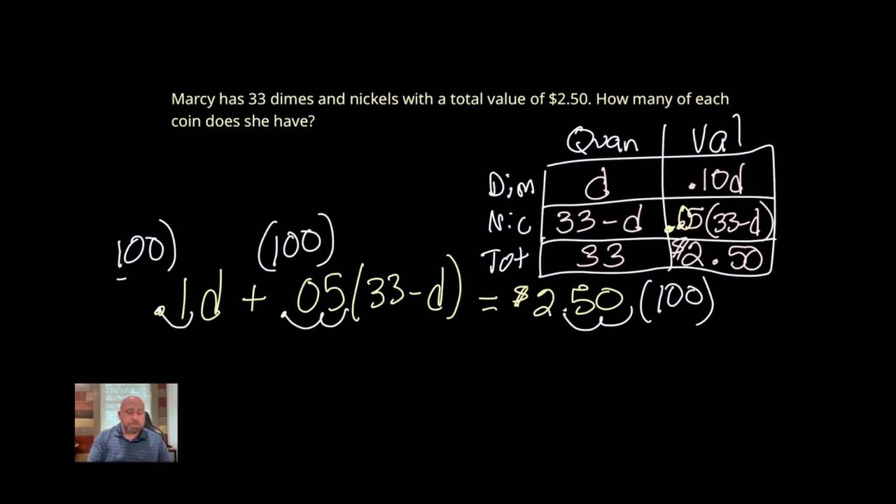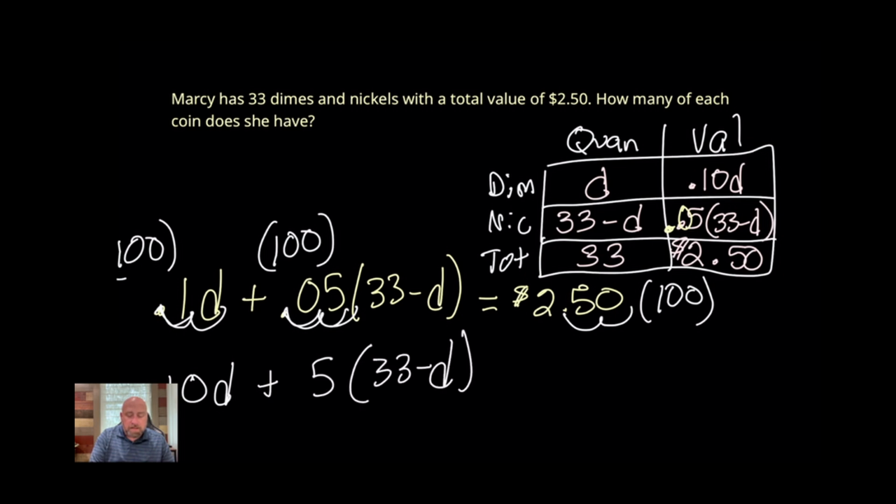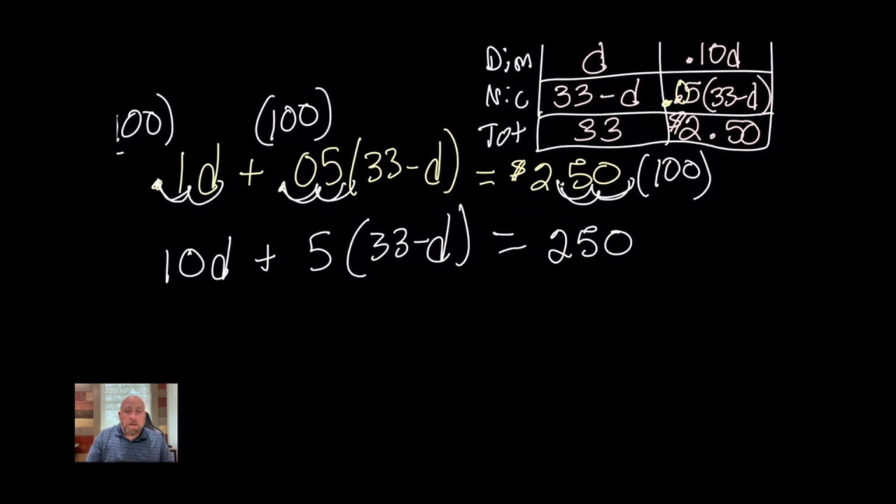All right, so here we go. 100 times 0.1, that's going to move that decimal 2 times. That's going to be 10d plus, this is going to move it 2 times. And so that's going to be 5 times (33 minus d) equals, it's going to move it 2 times. That's going to be 250. Okay. So now what we want to do is continue to solve this.